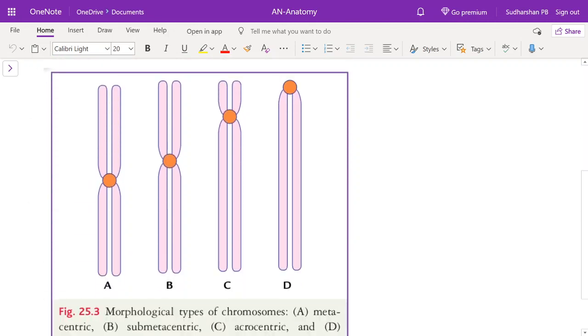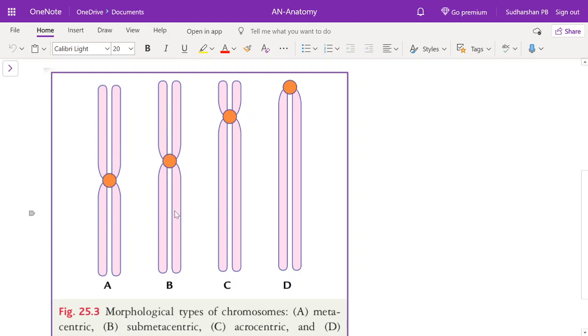Now, what are the types of chromosomes? I'll give you a simple mnemonic to remember: MSAT, M-S-A-T, as in metacentric, submetacentric, acrocentric, telocentric. In metacentric, the arms are equal, yeah, equal arms. Submetacentric, they're unequal.